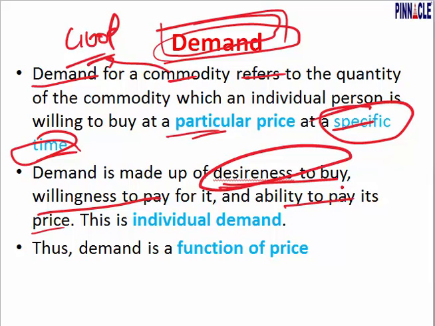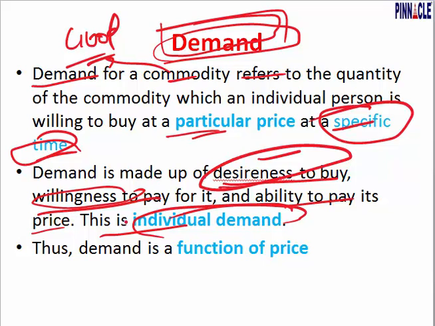This is also important. Everybody is interested in an AC, air conditioner. But is it 100% sure that everybody can pay the price? That is not sure. Everybody has a desire for an air conditioner, everybody has willingness. Maybe he is ready if he has money, but he does not have money. It means the components of demand are not fulfilled, so you cannot say the demand is there. For demand, everything has to be satisfied, that is, ability to pay should also be there. This is called individual demand, the demand of an individual.